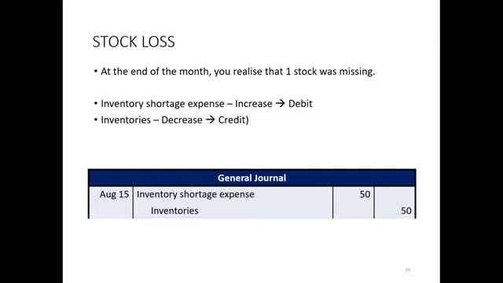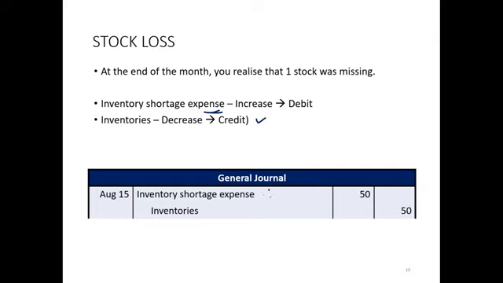The last transaction will be our stock loss. At the end of the month, when you check your store, you found that one calculator was missing. So how to record this? The calculator was missing, so your inventory reduced by 50. That's why I credit my inventory, reduced by 50, and this loss will be your expense.